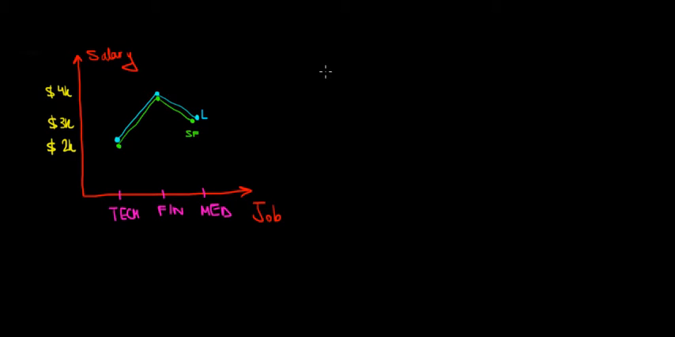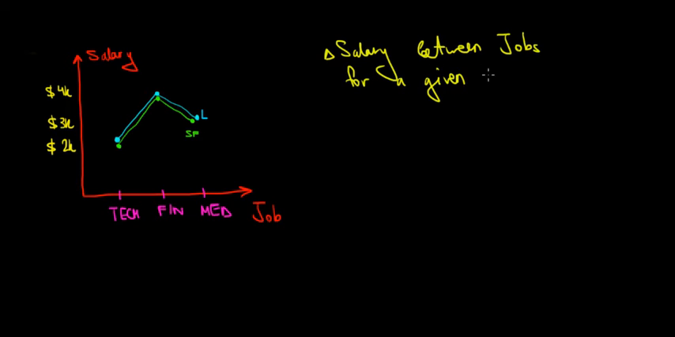So let's write that in some statistical conclusions. What we're saying is that we have a difference in the average salary between the job types for a given city. It happens in London and it happens in San Francisco, meaning that there is an effect of job on salary. So job type affects salary.